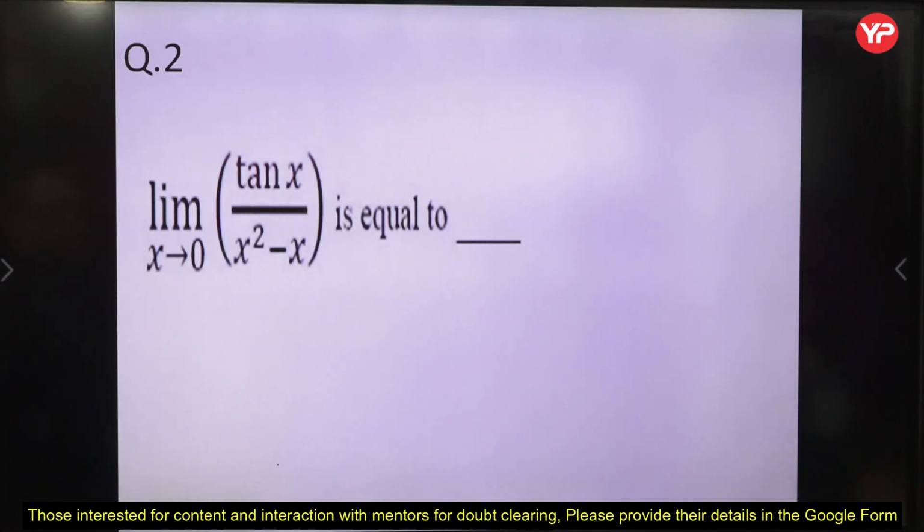So this is from limit. One question you may expect in your examination from this chapter, limit. Limit is important and you can expect one question from there. So please solve this problem.